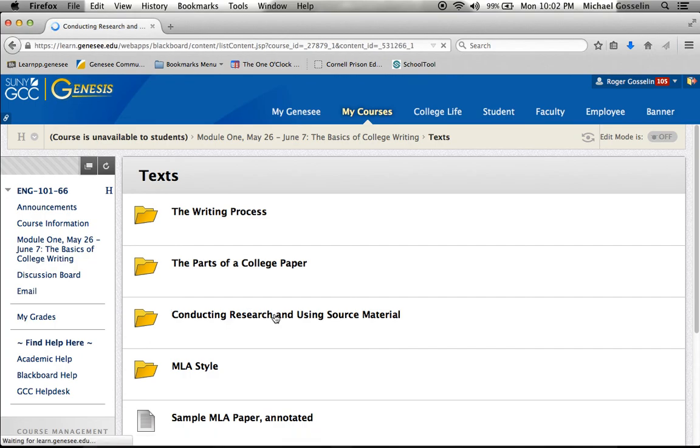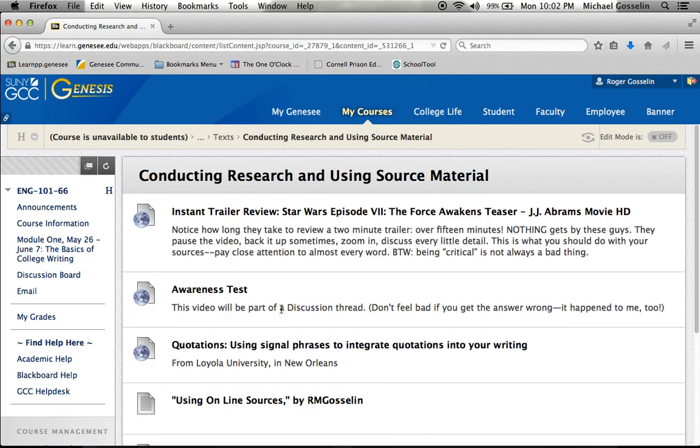Conducting research and using source material. I know everybody's going on the web. I do that too, but please always remember that the World Wide Web is basically a supermarket or flea market. It's not a very good place to do academic research, so always keep that in mind. Actually, the best place for you to do research is on your college databases.